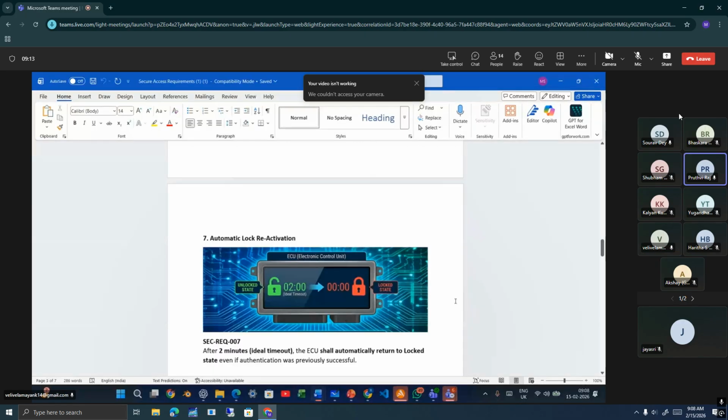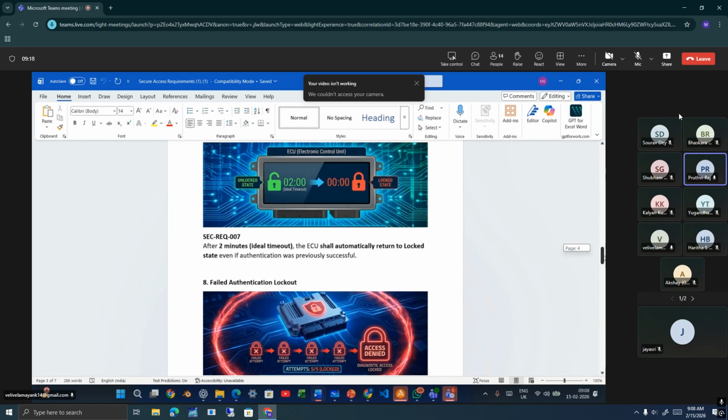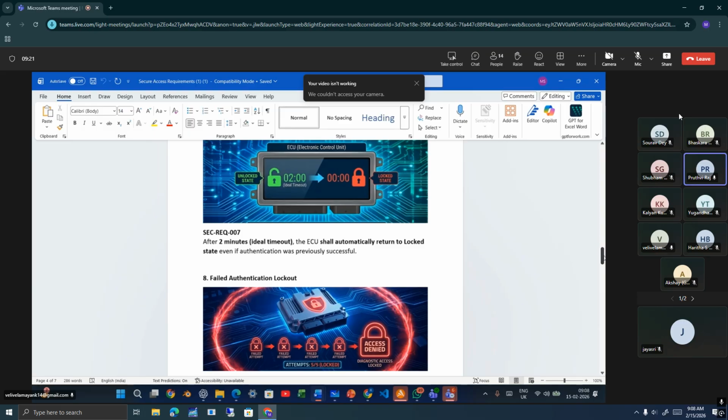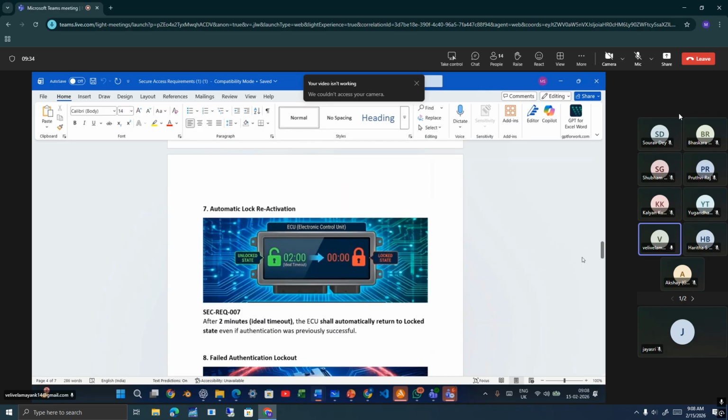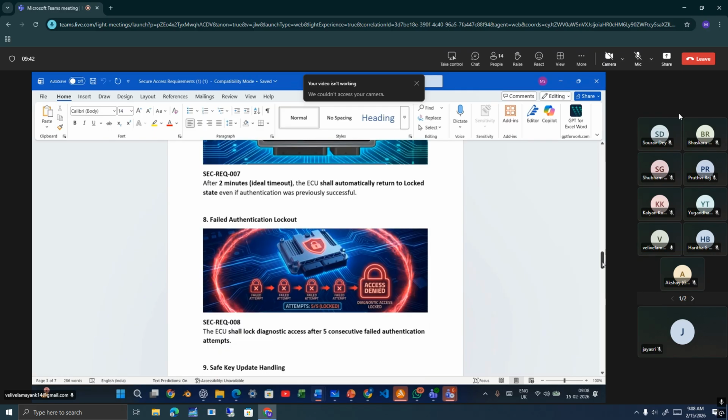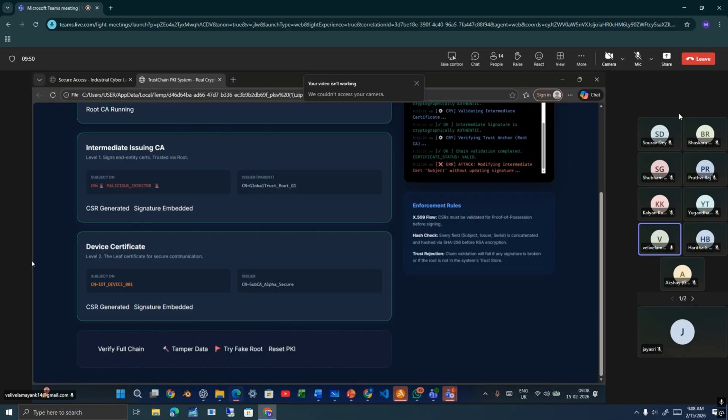Ram, I have one doubt. Yeah, please. Ram, using these use cases, the developer can develop the code, right? Yes. For example, you will see failed authentication locked out. Failed authentication locked out and the previous requirement, both are interrelated requirements. Automatic lock reactivation and failed authentication lockout, both are, if I didn't give them in some requirements, I will show you how it will happen.